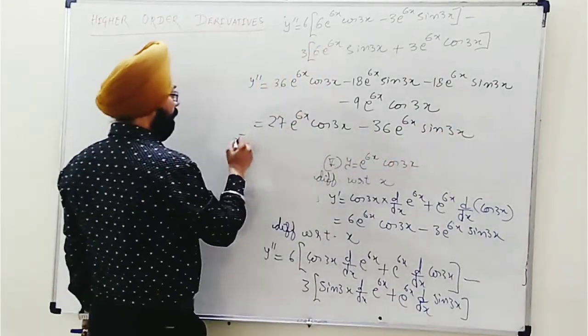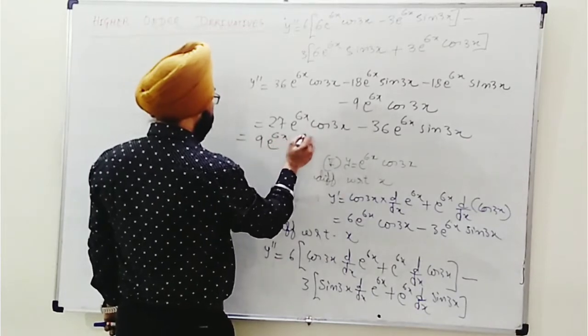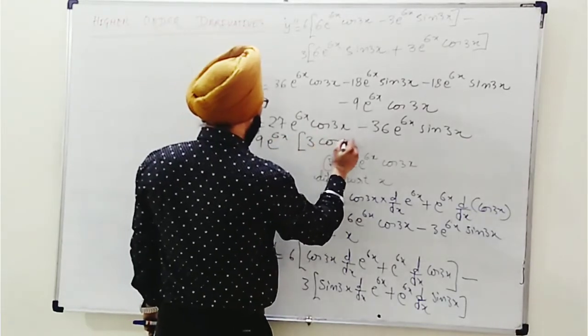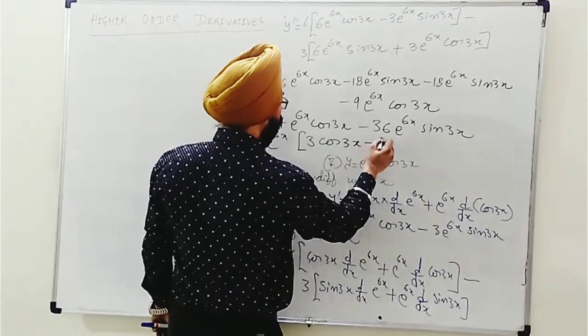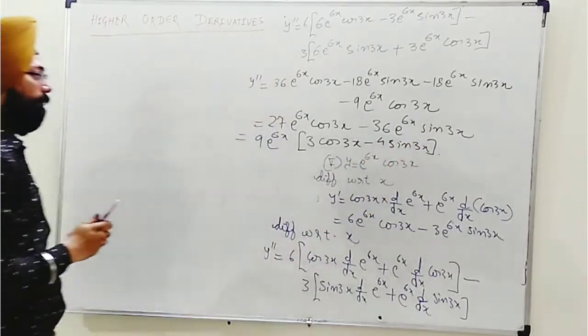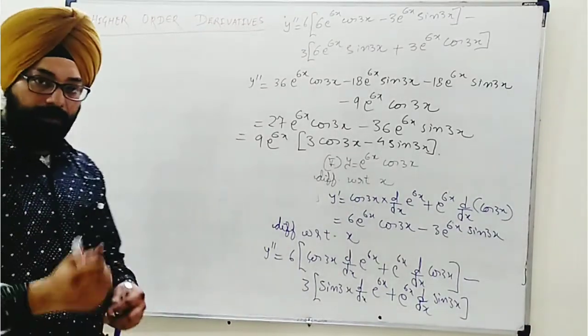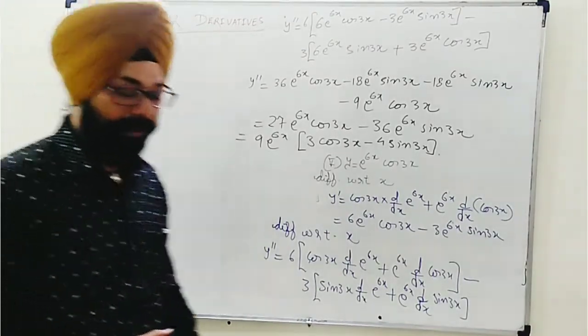Common we can see, common factors are this 9 and e to the power 6x inside. We are left with 3 cos 3x minus 4 sin 3x. This way we complete the second order derivatives. We will see more questions to understand the concept better.